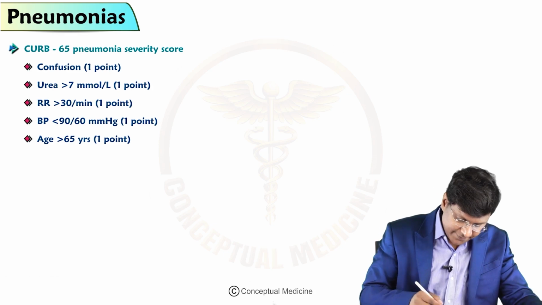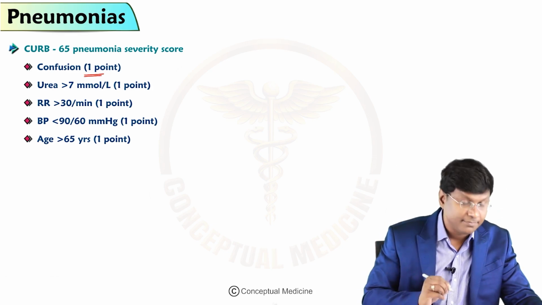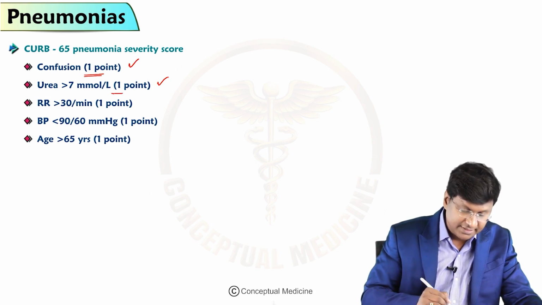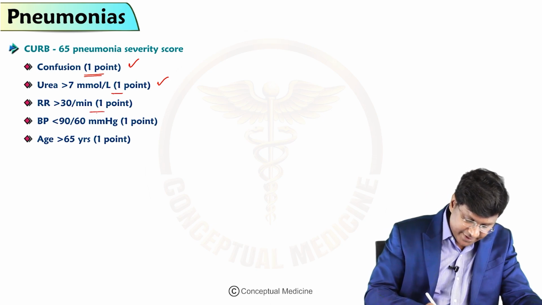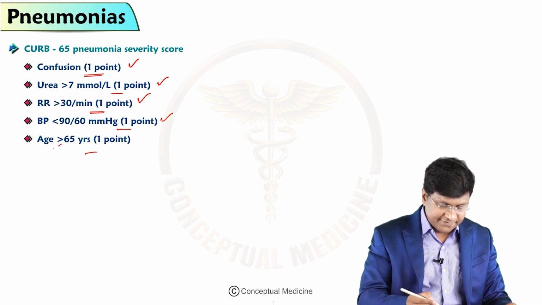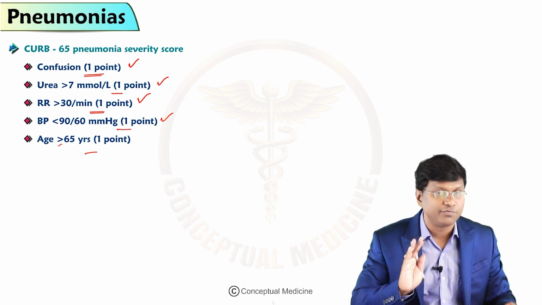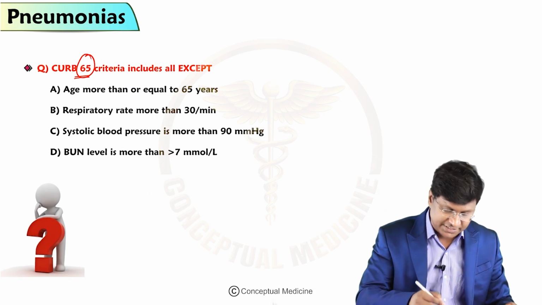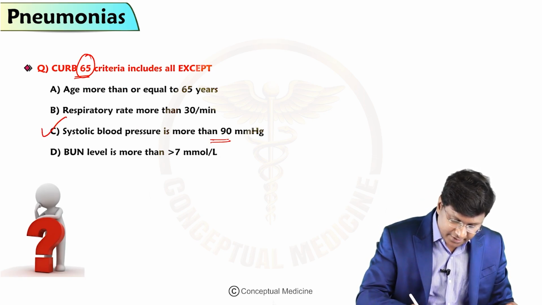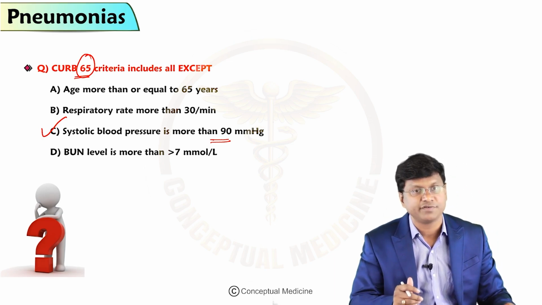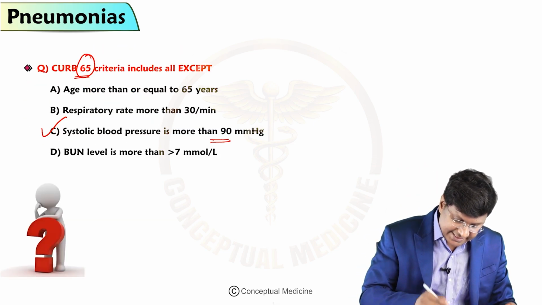Now, if the individual is confused, give a score of 1 point. Urea more than 7 millimoles per liter, give 1 point. Respiratory rate more than 30, give 1 point. Blood pressure less than 90, give 1 point. Age 65 years or more, give 1 point. Now, which of the following is not included in CURB-65? The systolic blood pressure taken in the criteria is less than 90 millimeters of mercury, not more than 90. So the answer is C here.